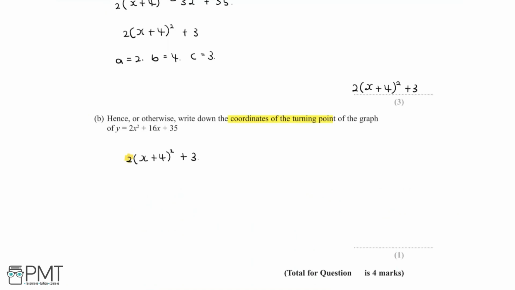Now the 2 in front of the brackets might seem a little confusing when it comes to finding the turning point, but when we find the turning point, we simply ignore anything that the brackets might be multiplied by. And so using the rules we just spoke about, the turning point would be equal to minus 4, 3, which we can write down in our answer box below.